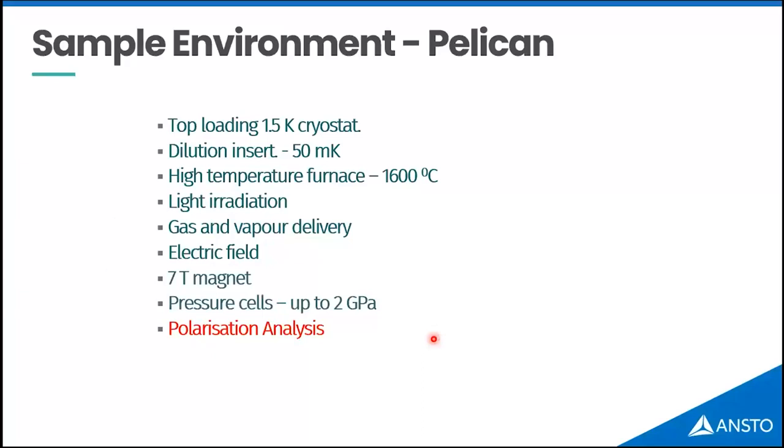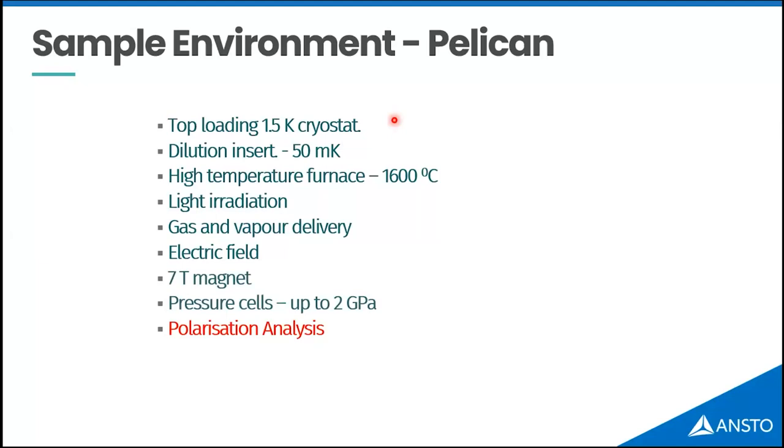And now I will tell you about the sample environment on Pelican. We have established a wide range of sample environments over many years. We have the top loading 1.5 Kelvin cryostat, which is our workhorse. This cryostat can provide a temperature range from 1.5 Kelvin to 800 Kelvin. It's a very versatile piece of equipment. Combined with the dilution insert, we achieve 50 millikelvin routinely. And we also have a high temperature furnace that can reach 1,600 degrees Celsius.